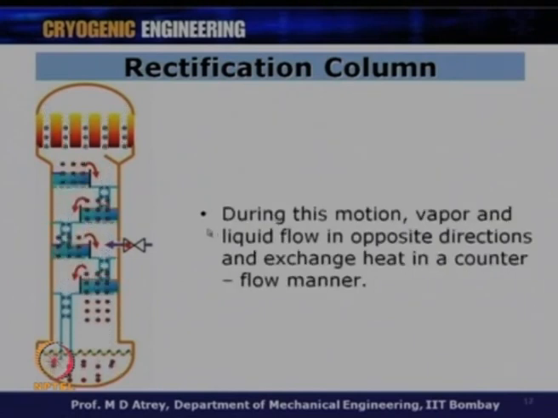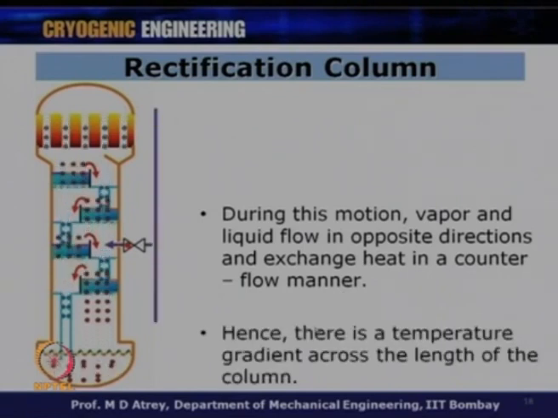How does this happen? During this motion, vapor is passing through the liquid. The vapor and the liquid flow in opposite direction. So, vapor is going up, the liquid is coming down. So, it is a kind of counter flow arrangement basically. So, the exchange happens in a counter flow manner. During this motion, vapor and liquid flow in opposite direction and exchange heat in a counter flow manner. This is what you can see. Now, what is happening exactly?